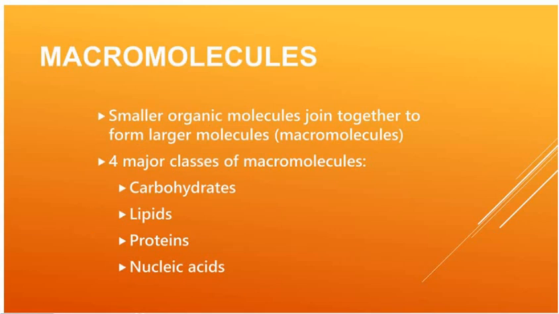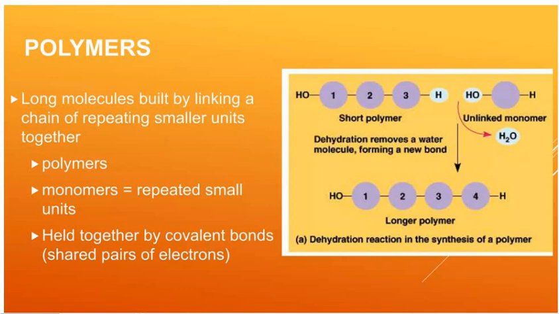Now macromolecules. You know carbon exists in macromolecules. Smaller organic molecules join together to form larger molecules, macromolecules. There are 4 major classes of macromolecules: carbohydrates, lipids, proteins and nucleic acids. Look at the polymers: long molecules built by linking a chain of repeating smaller units together. Polymers are made of monomers, repeated small units held together by covalent bonds, shared pairs of electrons.